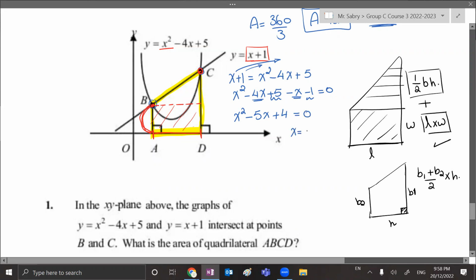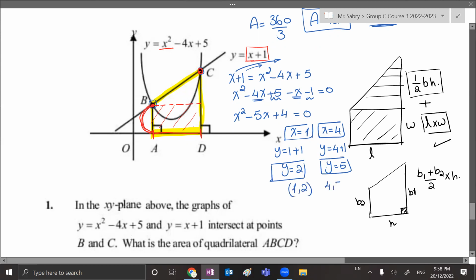This would give me x1 equals 1 and x2 equals 4. Now I have two x values. I will substitute those x values into this equation. So one time it will be 1 plus 1, and another time it will be 4 plus 1. This would give me y equals 2, and here y equals 5. Now I have the solutions 1 and 2, and the other one is 4 and 5. I can clearly say that this point B has the coordinates 1 and 2, and this point C has the coordinates 4 and 5.